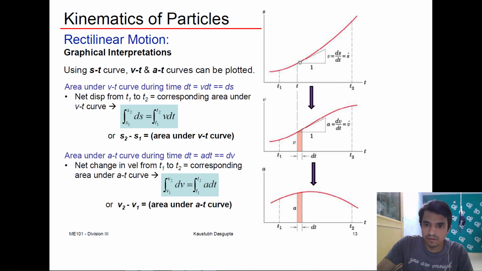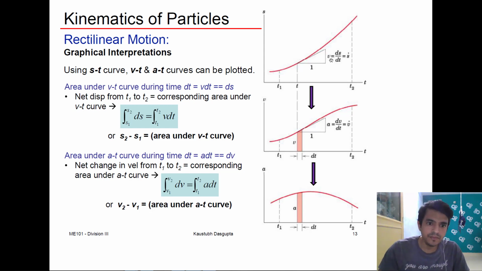If we draw a tangent at any point and get the slope of that tangent, that will be ds by dt, and that will be nothing but the velocity at that point. So remember, the slope of the s-t curve will give the velocity at that point.